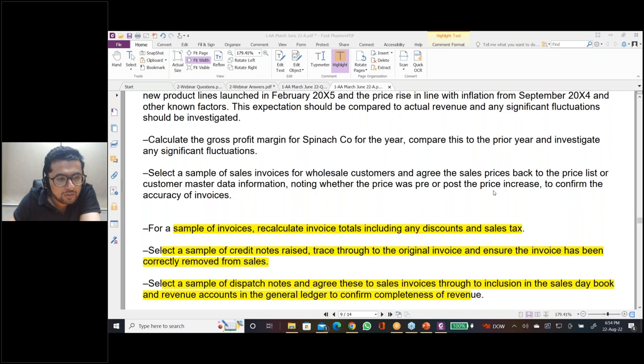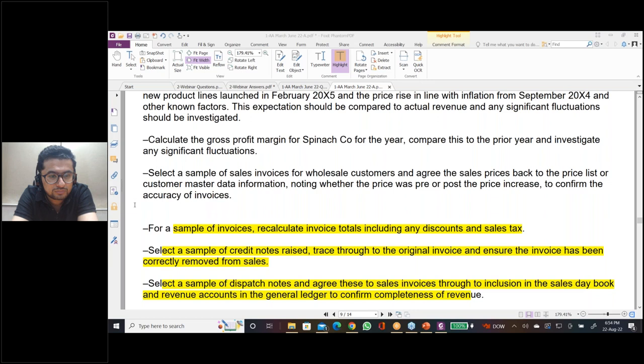We cannot recognize that particular transaction at the year end as a revenue, because according to IFRS 15, we have not transferred the economic benefits to the end user. So we cannot recognize the revenue. Okay.